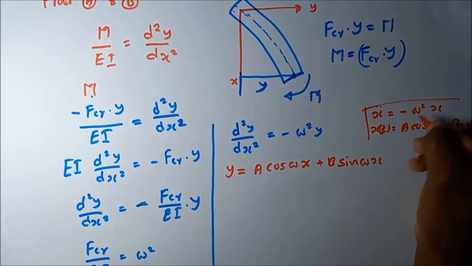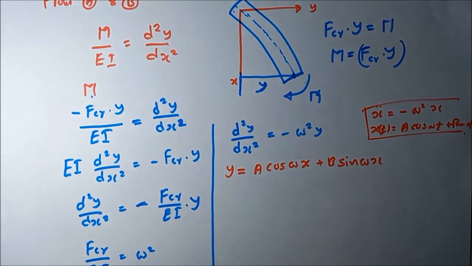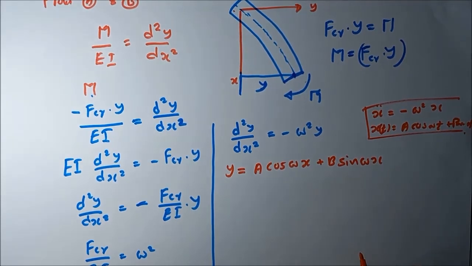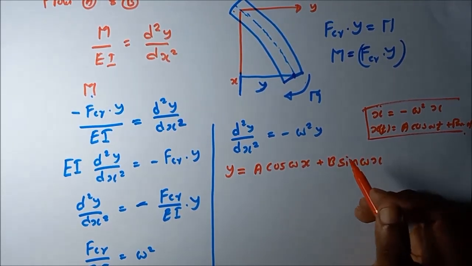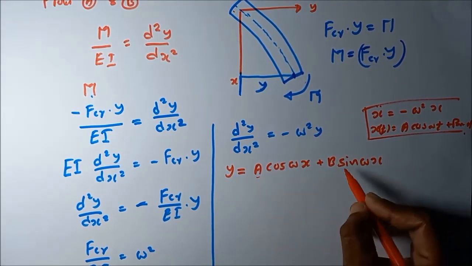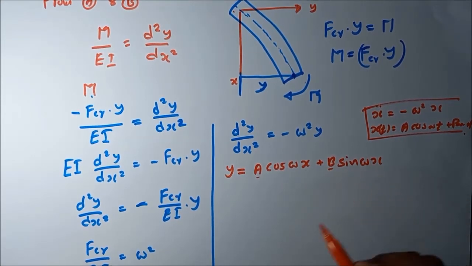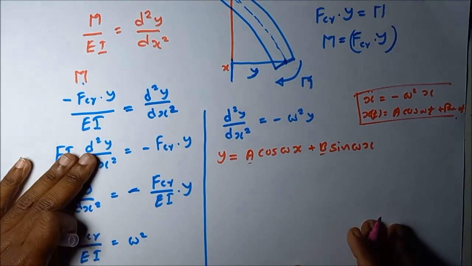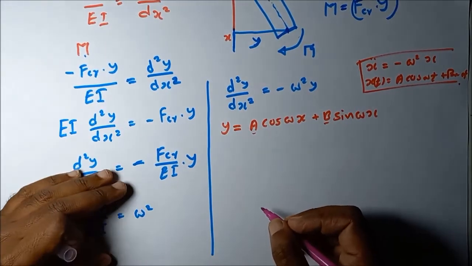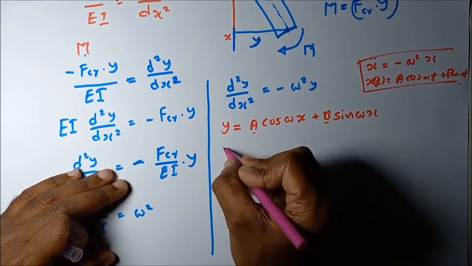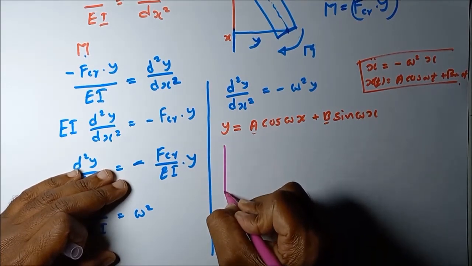Similar to that one, I will write this equation. Here you can see a and b are unknown constants. We have to determine them using the boundary conditions. Then here we are obtaining the variation of y.